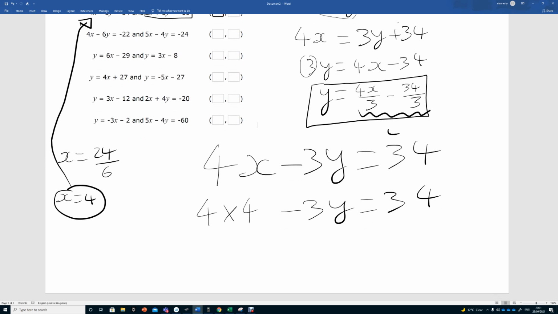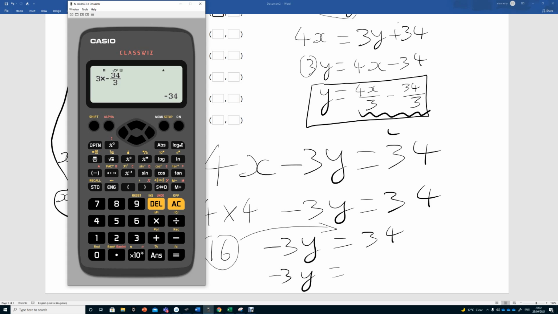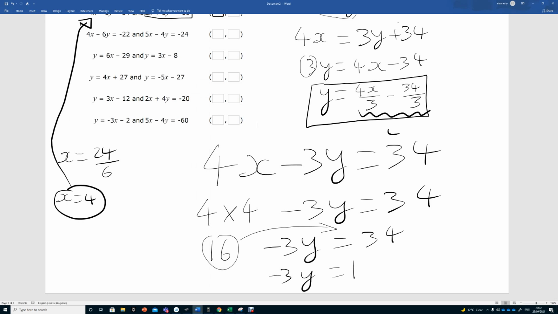4 times 4 is 16. So we have 16 take away 3y equals 34. I'm going to take 16 away, so 16 goes over, which gives me 34 take away 16, which is 18. So minus 3y is 18, and then to get y on its own, we've got to divide by minus 3. So we have y equals 18 over minus 3, which is minus 6.